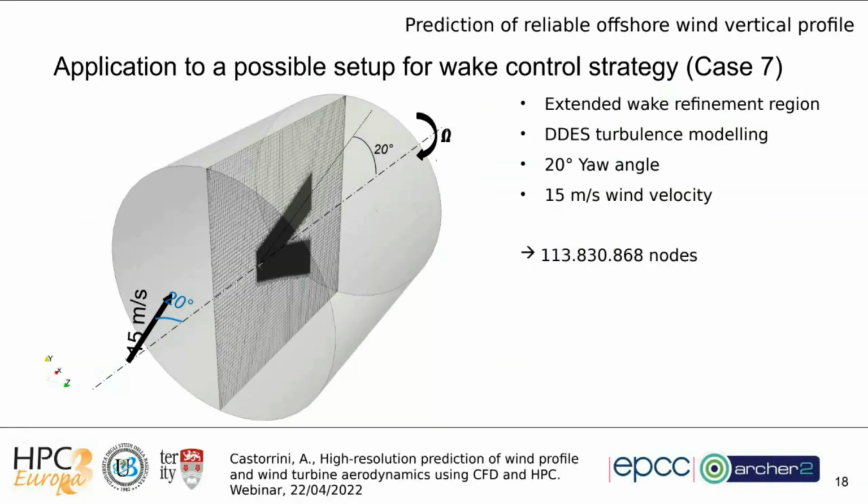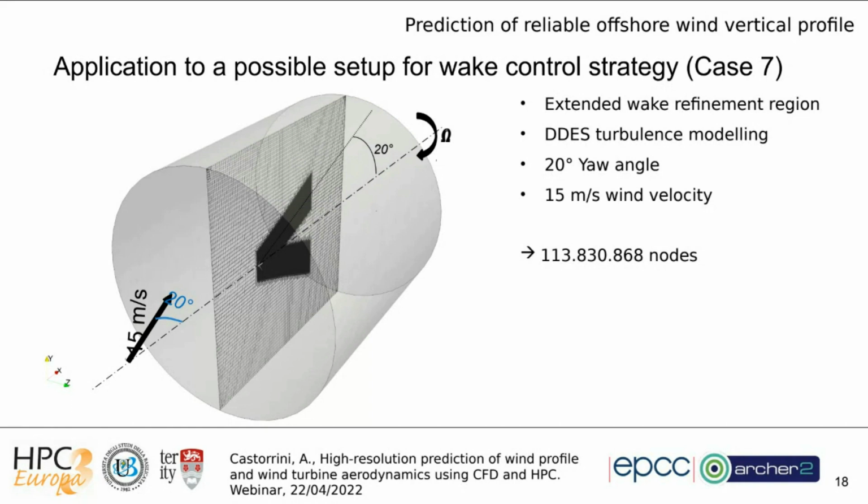Then, having done the validation, we can go to the final case, which is the more expensive and maybe more interesting. So let's put the rotor in a working condition that is a possible wake control setup. And so the rotor will work at 15 meters per second, which is the rated wind velocity with respect to this rotor, and we set it up at 20 degrees of misalignment.